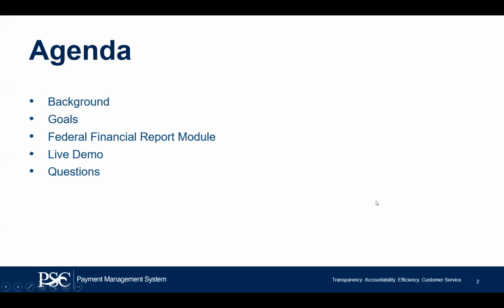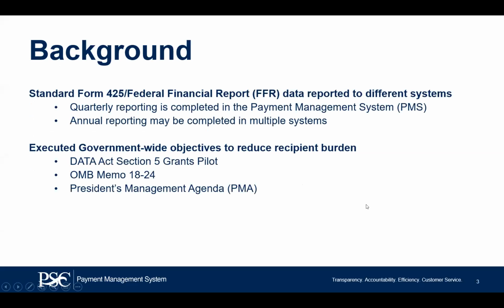So today's agenda will be just a little bit of background. I'm going to talk about goals, the federal financial report module, and then we're going to do a live demo, and then I'll open up for any additional questions you may have. So just a little bit of background. The standard form 425, or what we call the federal financial report data, is reported in different systems. If you're doing your quarterly report, that is completed in the Payment Management System, whether you're doing your quarterly, your semi-annual, or if it's a monthly.